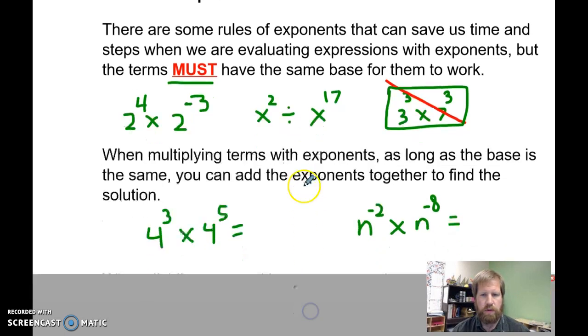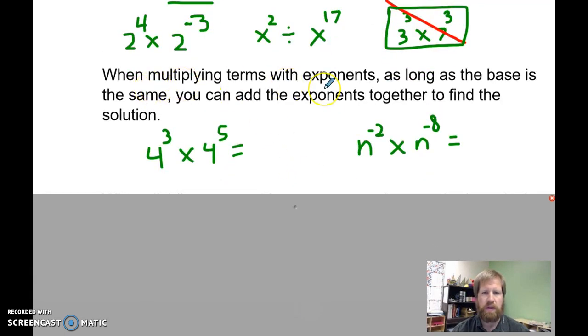So when you're multiplying terms with exponents, as long as the base is the same, you can simply add the exponents together. So if I have 4 to the third times 4 to the fifth, that's going to equal 4 to the 3 plus 5, or 4 to the 8th.